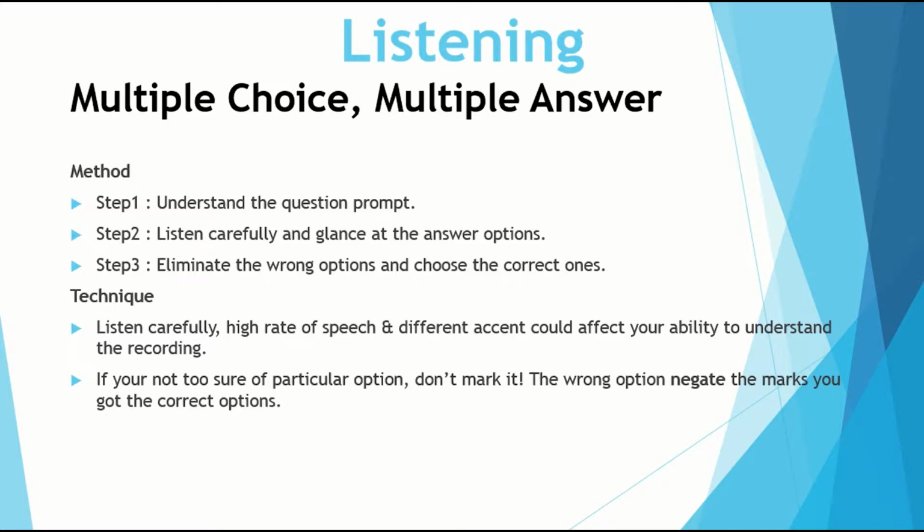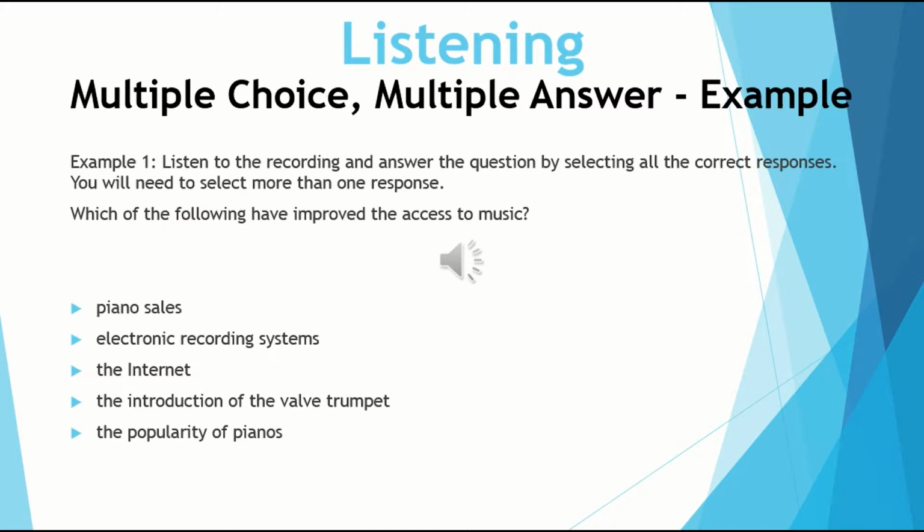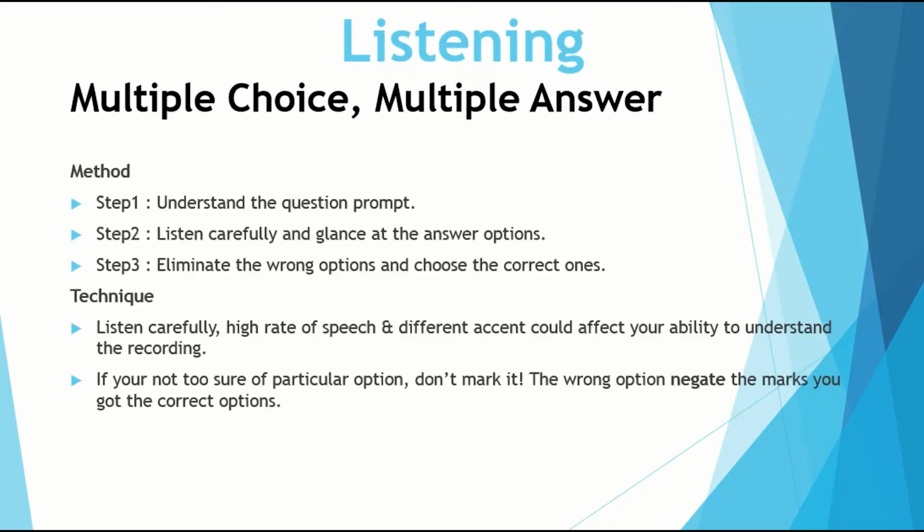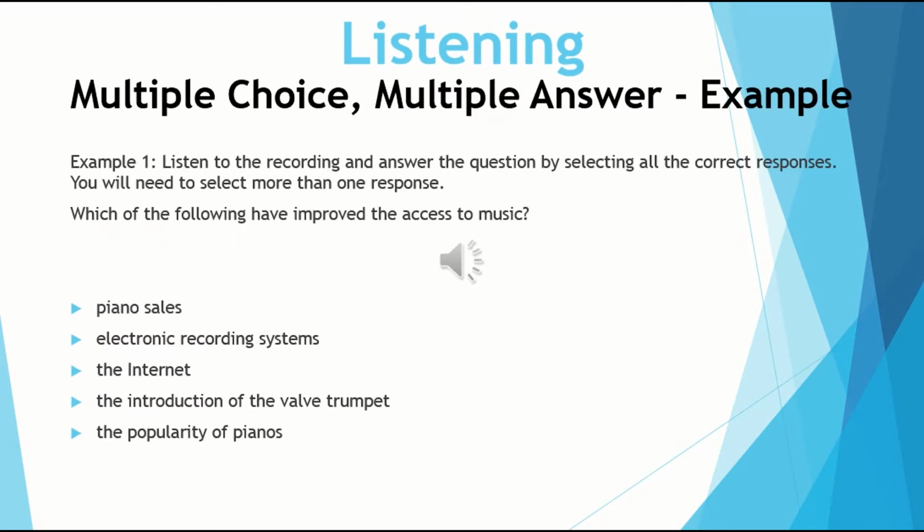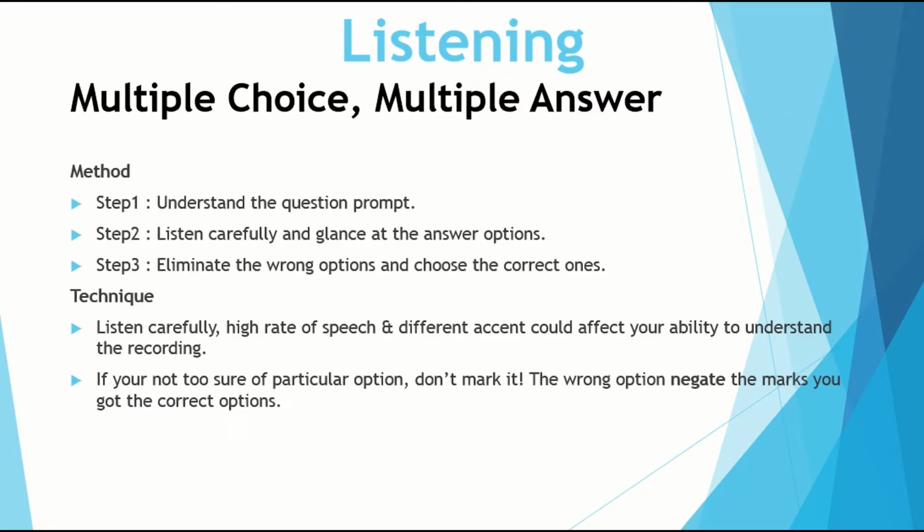Now, step 1 of the method is understanding the question. What are you looking for? So in this example, you can see which of the following have improved the access to music is the actual question prompt. Now that you've understood the question prompt, just quickly go ahead and glance at the options. Okay, so you'll have to just quickly look at the options so you'll know what you'll have to look for, right? From my experience, I can tell you that this is a relatively easier question type.